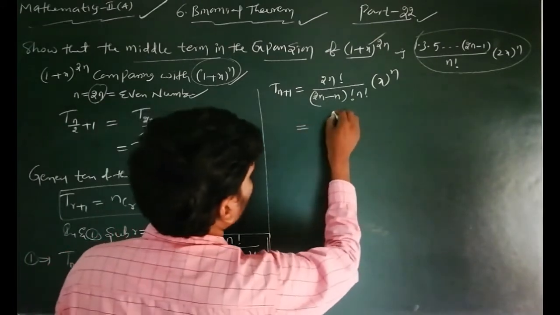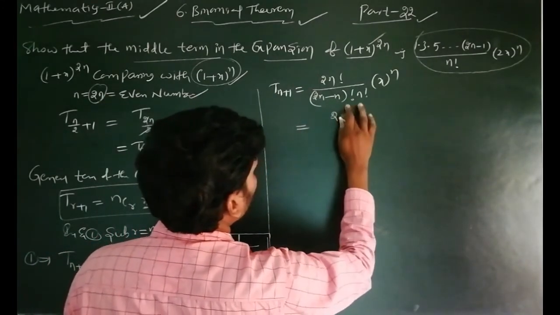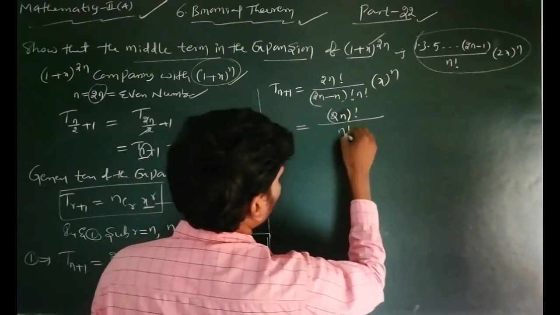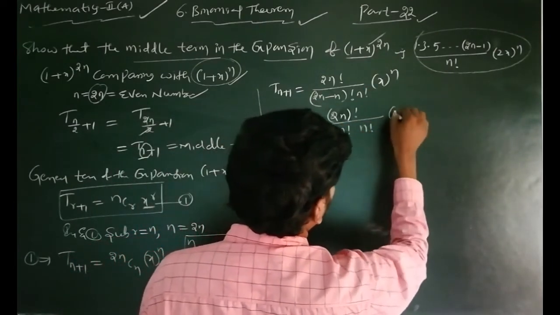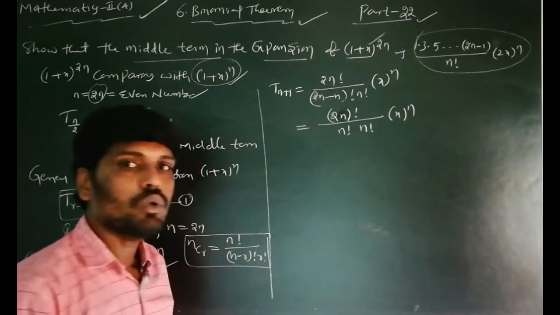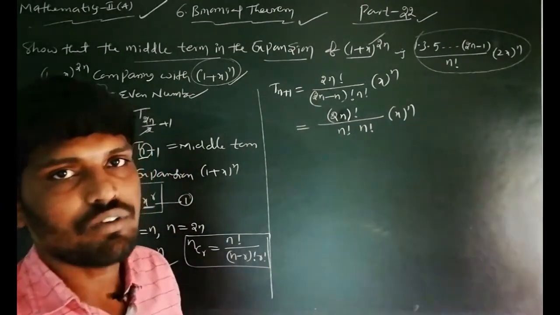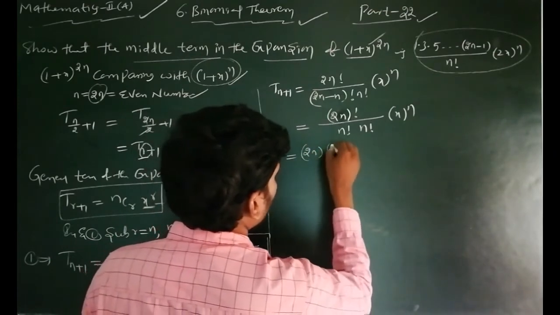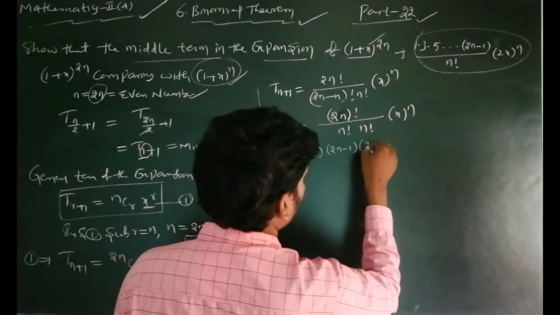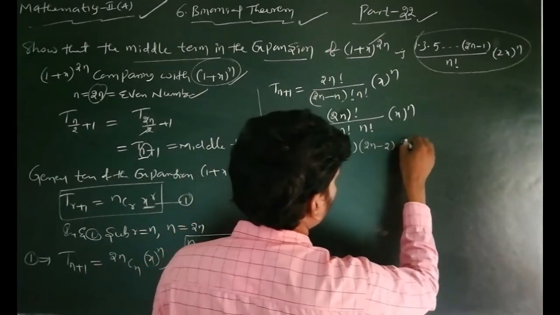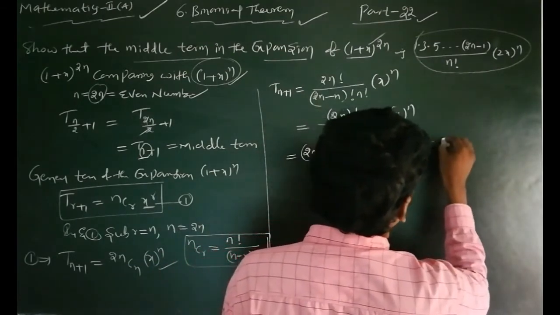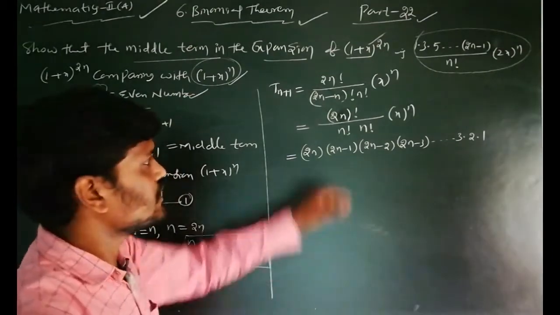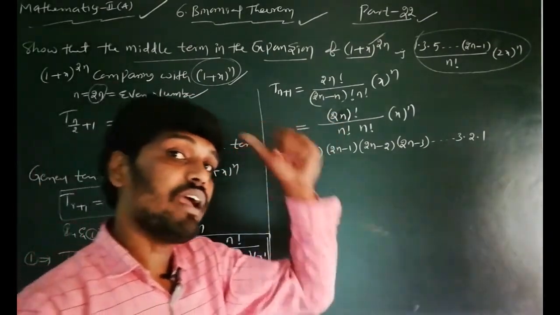After that, 2n factorial by (2n minus 1)... n factorial into x power n. 2n factorial, you can expand the 2n factorial. 2n factorial is nothing but 2n into (2n minus 1) into (2n minus 2) into (2n minus 3) and so on, 3 into 2 into 1. This is the expansion of 2n factorial. Already explained the expansion of factorial.